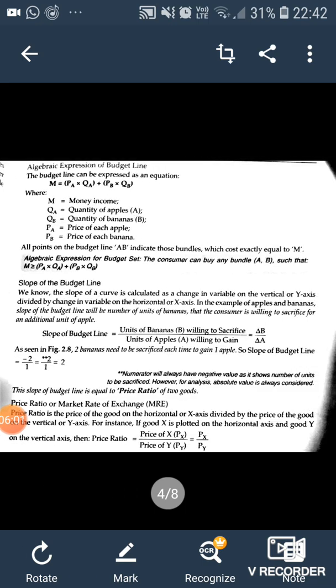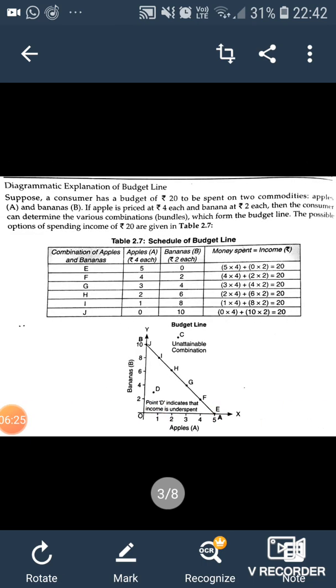Now moving on to the budget line equation. So price into quantity plus price into quantity. Money is equal to price of commodity A into quantity of commodity A plus price of commodity B into quantity of commodity B. Okay, this is the same budget line expression being used in the fourth column, money spent.